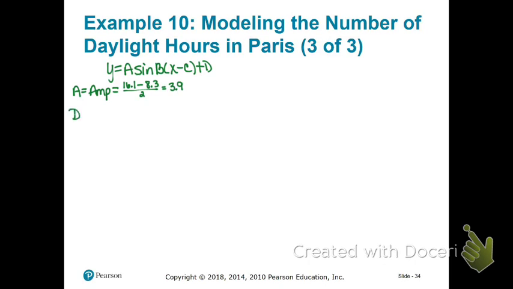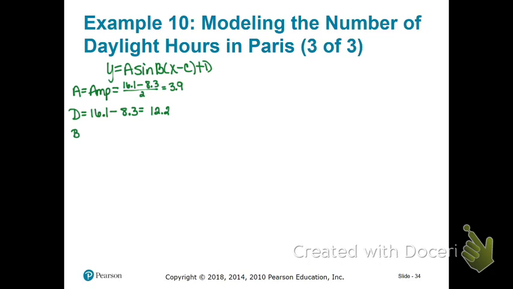Then we went ahead and found d. d is that vertical shift. And so we're going to take our maximum, which is 16.1, and we're going to subtract our amplitude. When we do this, we get the midline, the axis of the wave, at 12.2.